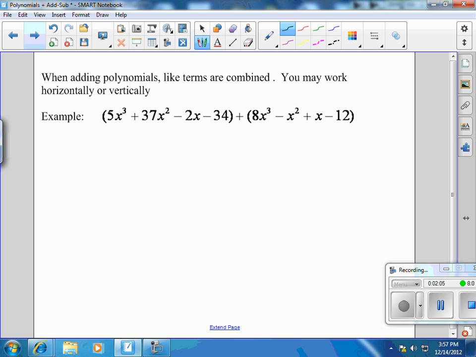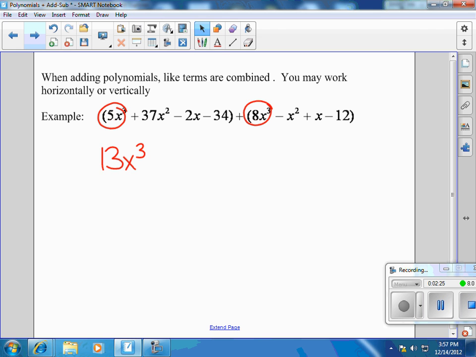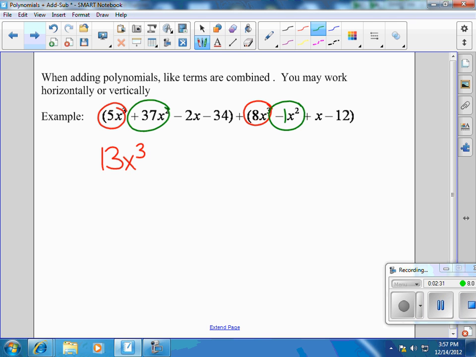So let's do some addition. When adding these, you can do it horizontally or vertically. So you could just think about my like terms here. I have 5x cubed and 8x cubed. We can add those together to get 13x cubed. And then I have some x squared. So I have 37x squared minus 1x squared. So I end up with only 36 of them.